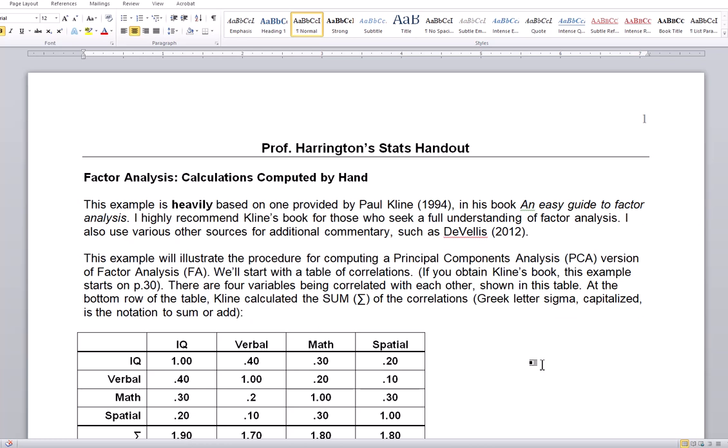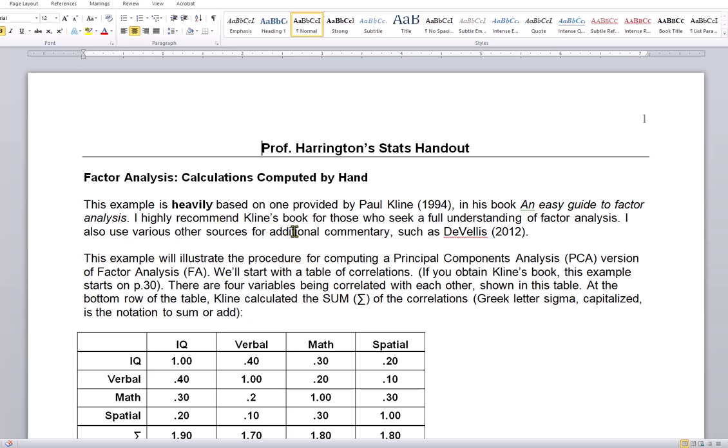And in addition to that, I'm also using information from Pett, Lackey, and Sullivan's book, Making Sense of Factor Analysis, also highly recommended. And one last book by Fabrigar and Wegener titled Exploratory Factor Analysis. All 4 of these books cover factor analysis in somewhat different directions, and it's by going through the different books like this that you really get a strong sense of how factor analysis works. And so I've pulled together different elements from these different sources.